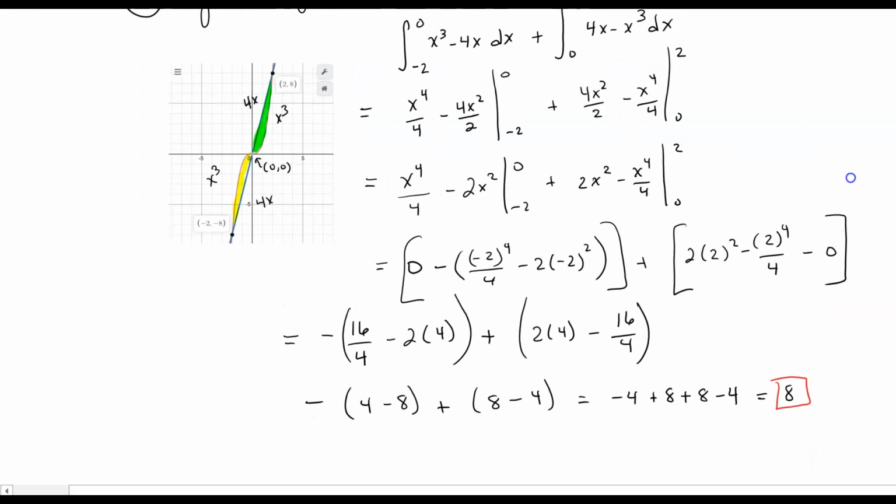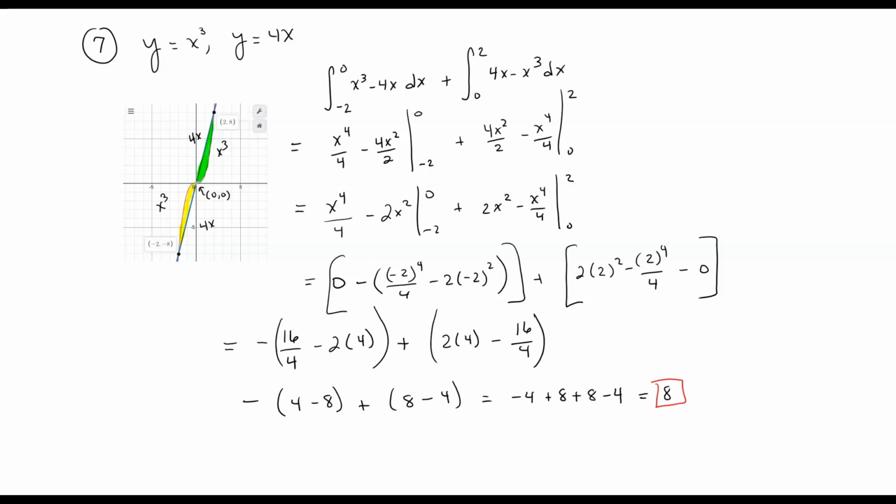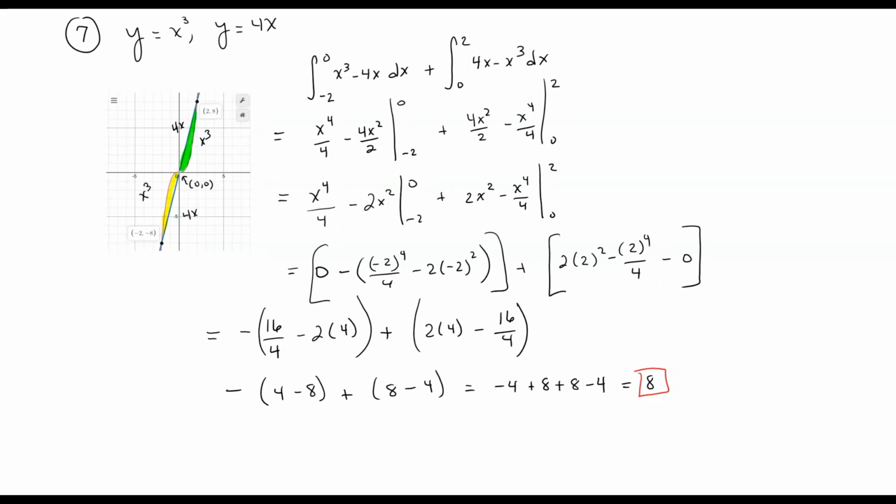And so it was actually really nice. Again, by symmetry, you could have just integrated like one of them and then just doubled the area. It wouldn't have been a big deal. But I think you needed the experience in seeing how to operate here.